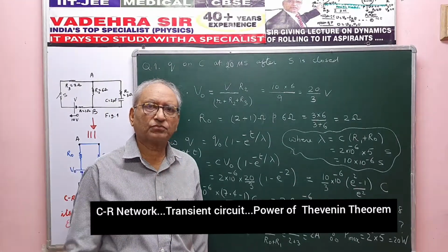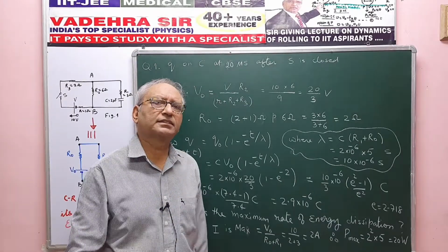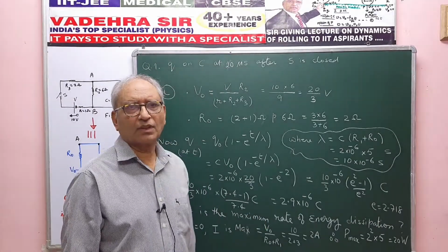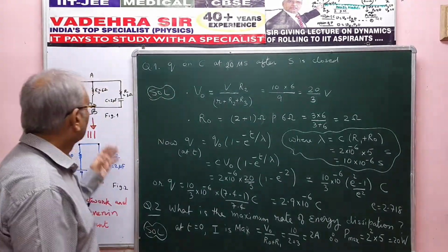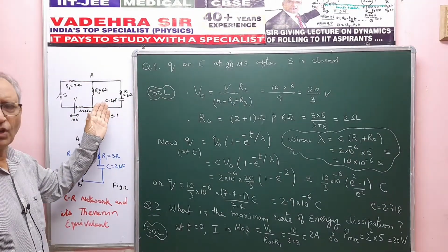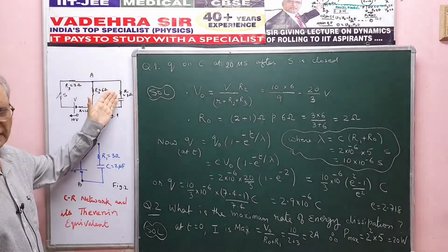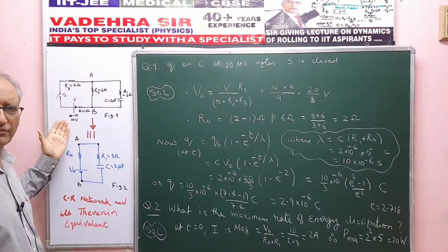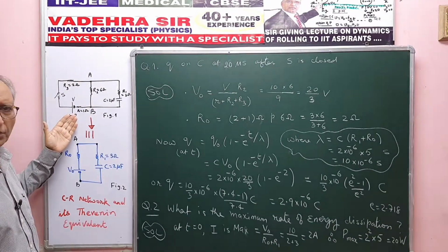I'll introduce the power of Thevenin's Theorem to drive my point, how you can work out any problem on the CR network. Here we are. This is a circuit. It has a capacitor of capacitance 2 microfarad, while there is a resistance R1, 3 ohm, in series with that. While the circuit goes, there is a battery of EMF 10 volts, internal resistance 1 ohm.